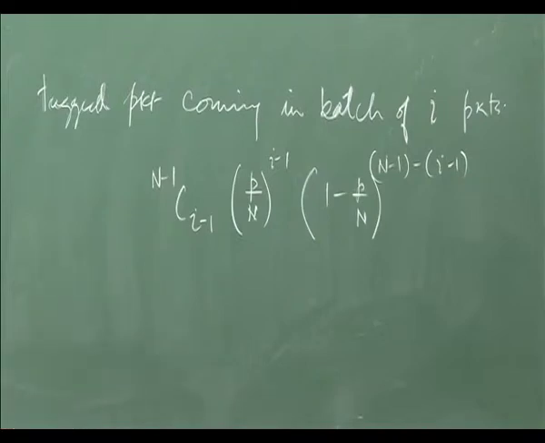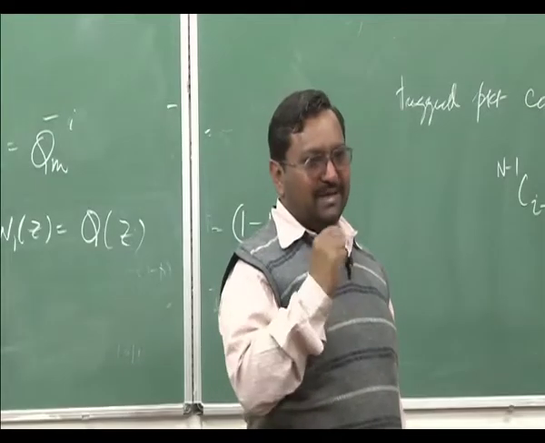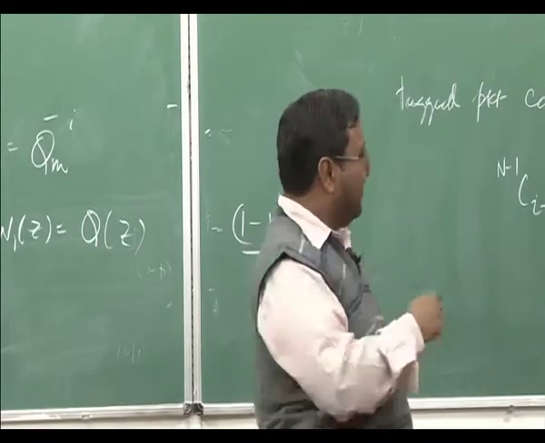Where I is the batch size. So, your tagged packet is going to come in a batch size of I, and that probability is this.